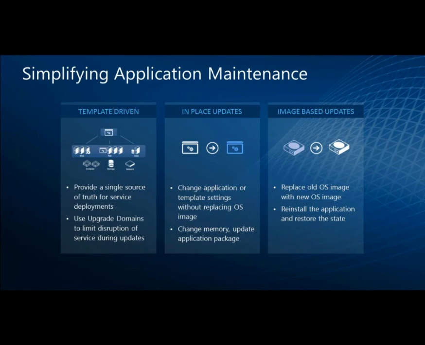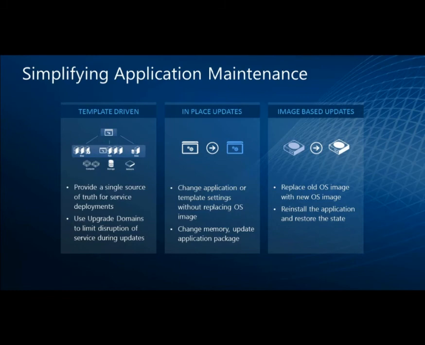Within a particular tier, I may have multiple VMs deployed, and what we can do within the tiers is leverage upgrade domains so that we don't bring the entire tier down just to do an upgrade of that piece of the system. And we can do these updates either in place or image based.